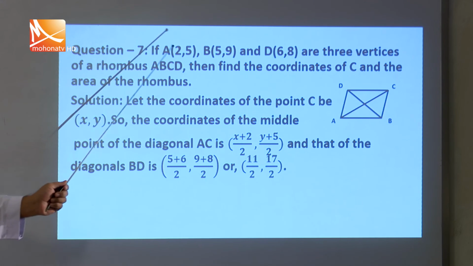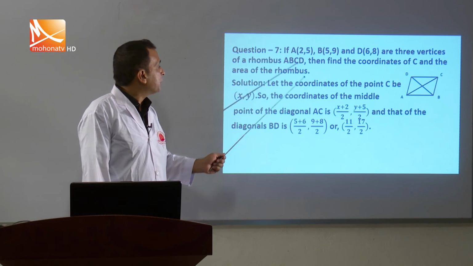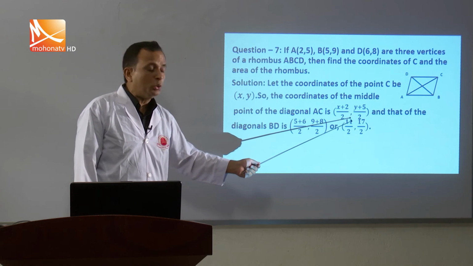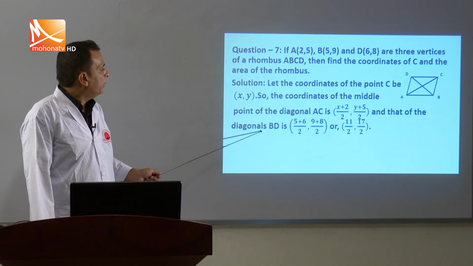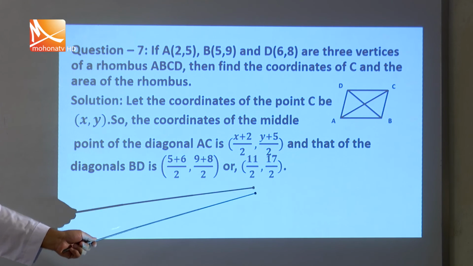The coordinates of A is (2, 5) and the coordinates of C is (x, y). So the midpoint formula is ((x1 + x2)/2, (y1 + y2)/2). So it will be ((x + 2)/2, (y + 5)/2). Then the midpoint of the diagonal BD is ((5 + 6)/2, (9 + 8)/2). Ultimately it will be (11/2, 17/2).